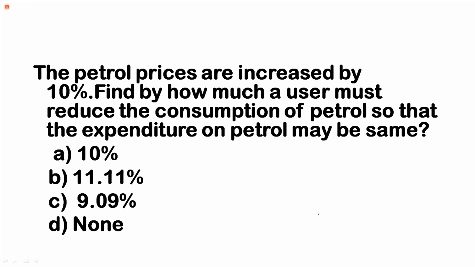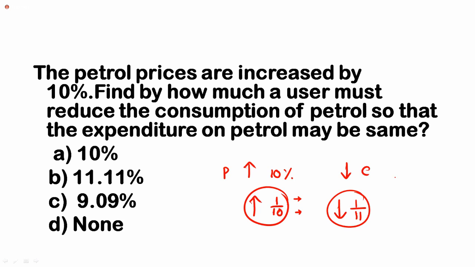Nice, very good response from the students. So petrol price is increased by 10%. How much should be the reduction in consumption is the question. 10% means it is 1 by 10. 1 by 10 is an increase. What is the decrease? Base 10 is increased by 1. The new base is going to be 10 plus 1, 11. 1 will be as it is. What is the 1 by 11 value? 1 by 11 will be 9.09. You can mark your answer choice as option C.